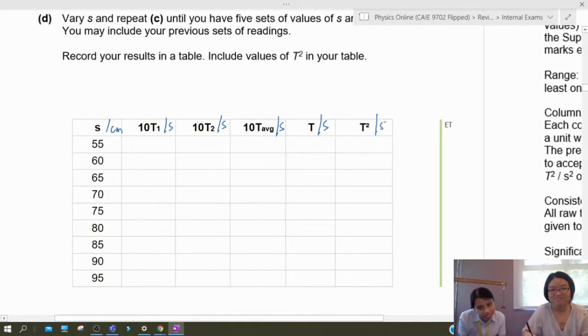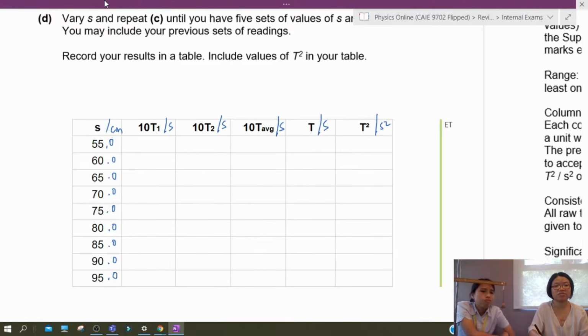Okay. So the second point, 55 is now out of range. Oh yeah, 0.0. Why 0.0? Because we need to measure to the precision of the meter rule. The smallest reading is 1 mm or 0.1 cm. If I don't put 0.0, it could be 55.1, 55.2. Okay, so now the 55 is out, we cannot do it, so we cancel it.